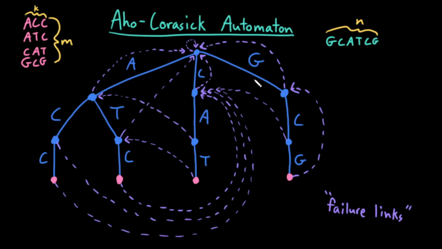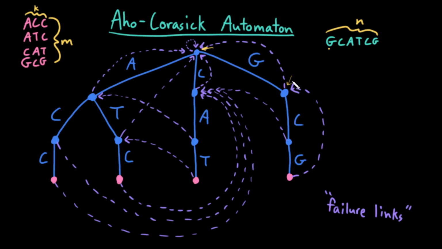How does this actually help us? Well, it turns out that now I can just do a linear scan of my query string to find all instances of this database. So here's my query string. I start at the root, just like a multi-way trie, and I start at the first letter. The first letter is G, so I traverse to G.